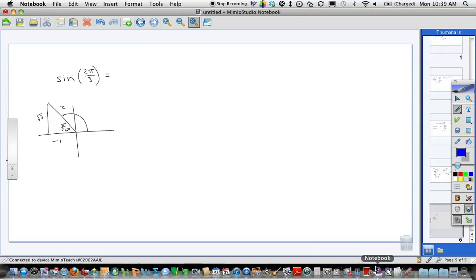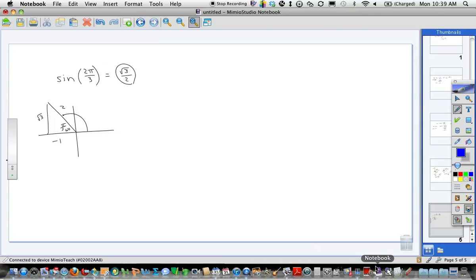Now, the difference is that this is negative, because you're over that way. Sine would be opposite over hypotenuse, and sine is positive over there, because the y's are positive over there. So that's sine of 2 pi thirds. If you don't have it memorized, draw that triangle and go from there. Square root of 3 over 2.